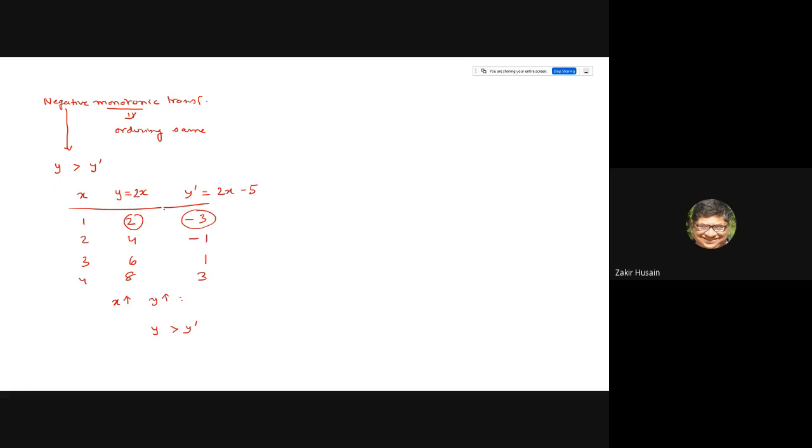Did you understand? The relation between y and x is not important. Positive or negative means the relation between y and prime.